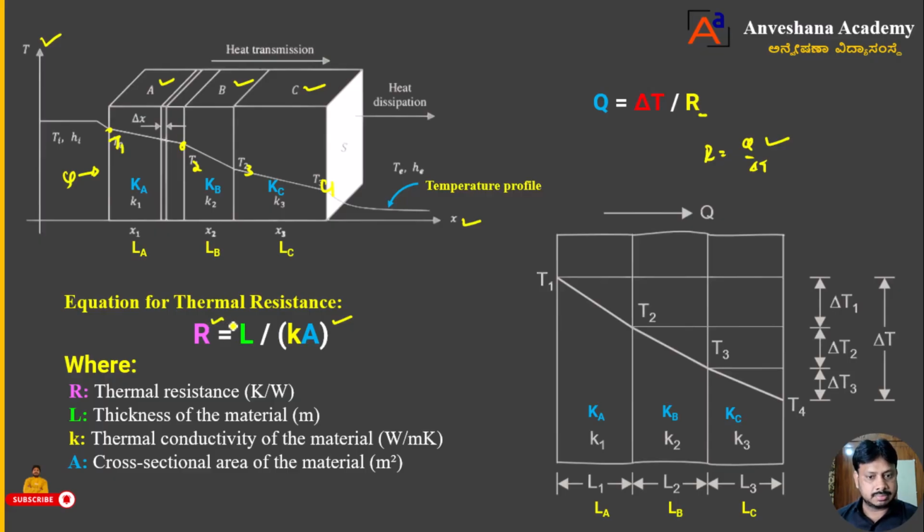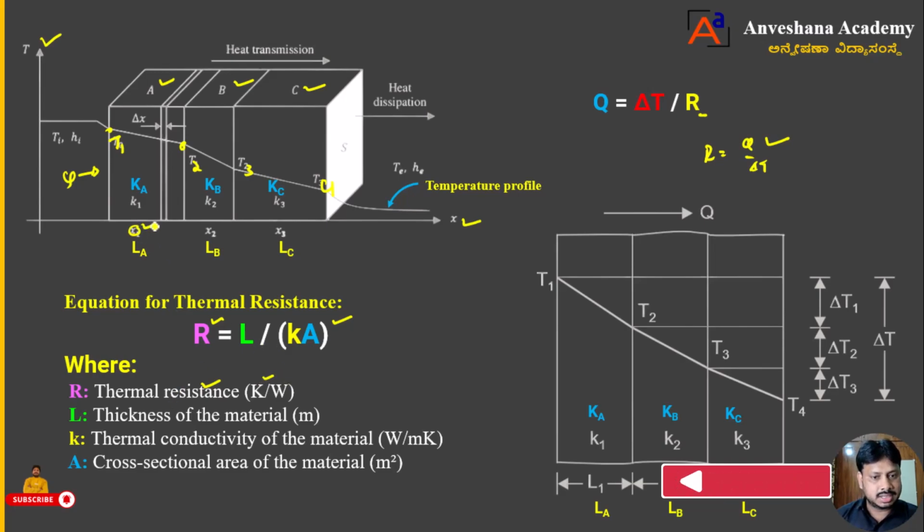That is nothing but what? Thermal resistance offered by material during the flow of heat. That is R equal to L divided by K into A. What is R? Thermal resistance. What is the unit of thermal resistance? Kelvin per watt.